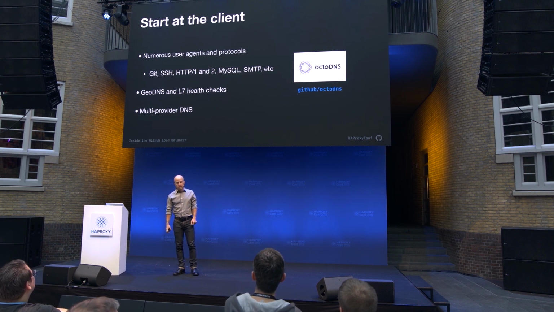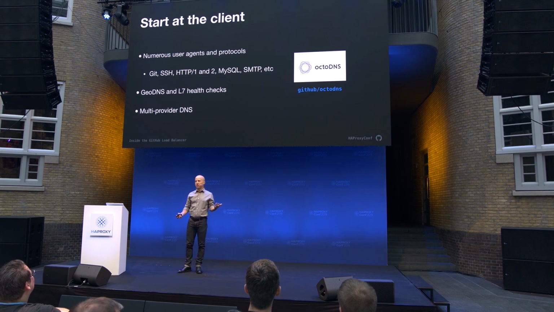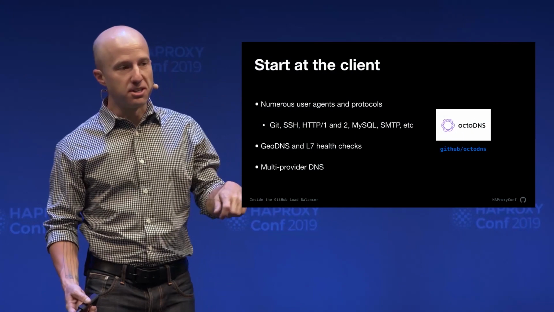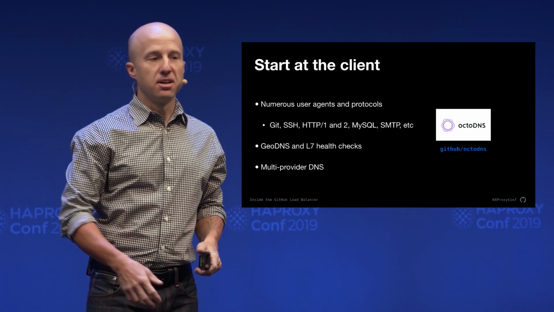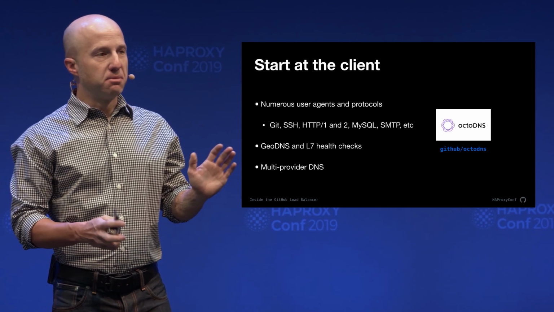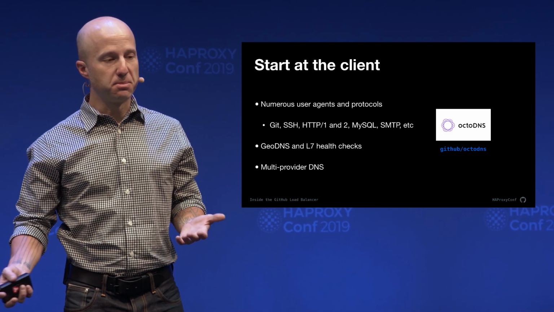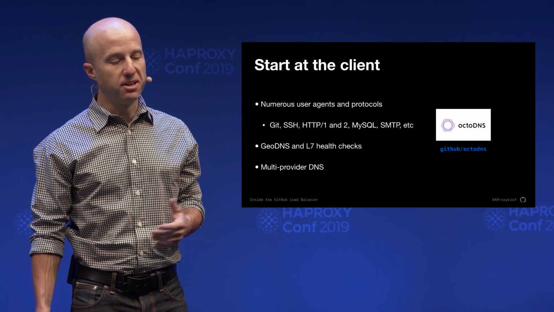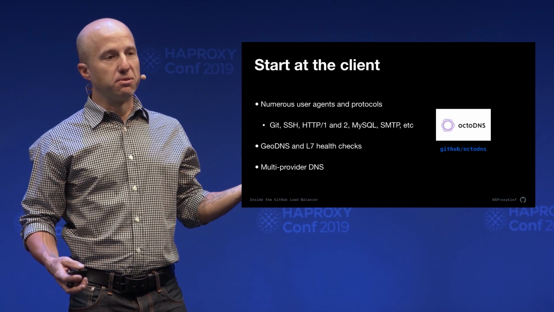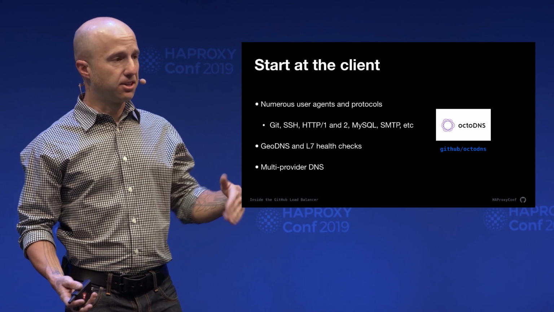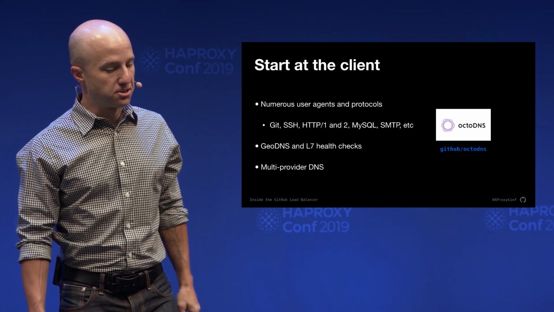One peculiarity with Git is that Git doesn't support things like redirects or retries. If you've ever pressed Control-C during a Git pull, you know that it starts all over again from the beginning. And so one of the most important things about GLB is we want to avoid any sort of connection resets or anything like that, to keep from killing Git pulls and Git pushes.